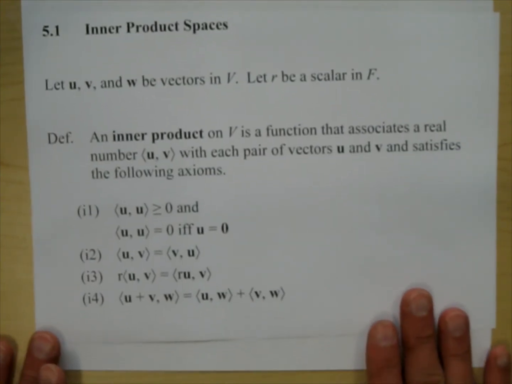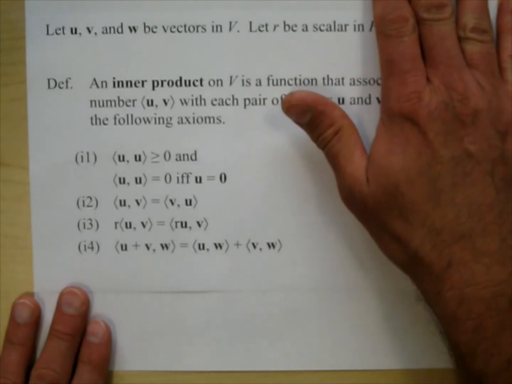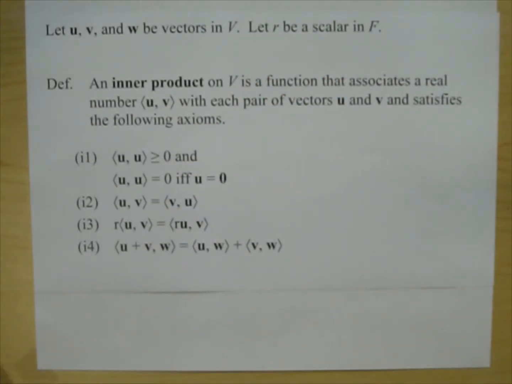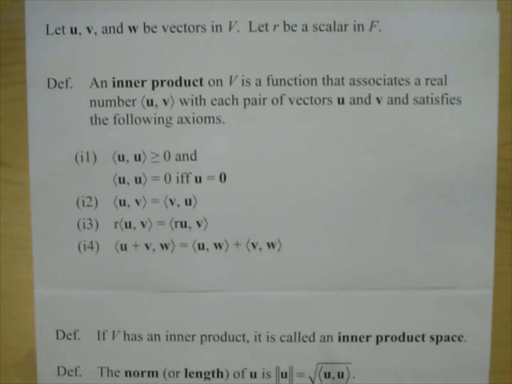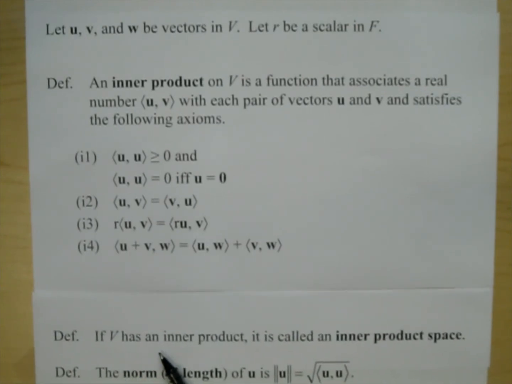And let's continue just a little more. I think we need to see some of this for the next definition. The next definition here is this. If V has an inner product, it is called an inner product space. Okay? So it's really a vector space that is given an inner product. And then we say, hey, that's an inner product space.